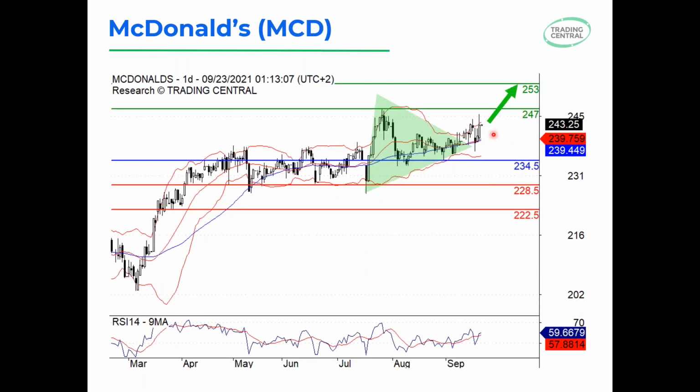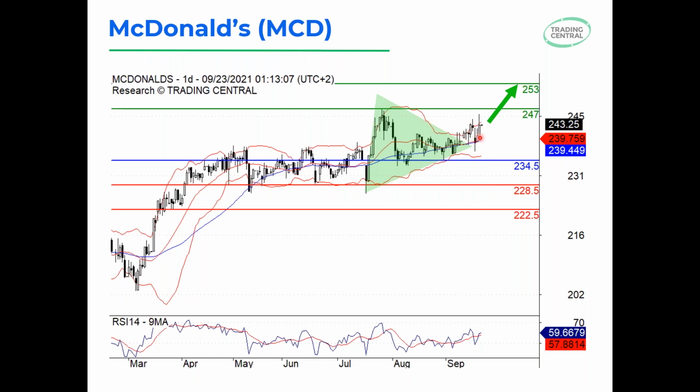Next one we have McDonald's. Okay, however the economy is impacted by the pandemic, people just love McDonald's food, right? And look at this, it has just broken out from a consolidation period here, this triangle. It keeps trading above the 20-day moving average and the 50-day moving average, and it's breaching the upper Bollinger band. There are two Bollinger bands here, okay? One is above and one is below. We call them the lower Bollinger band and the upper Bollinger band.